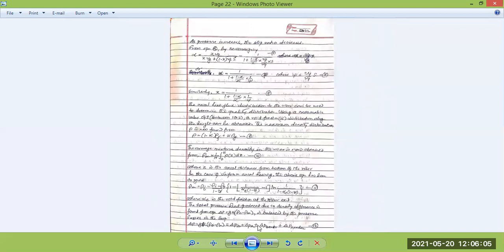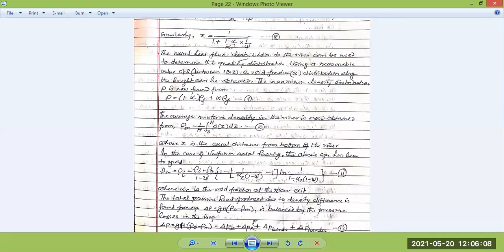Then the total pressure head produced due to density difference is found from the equation delta P g equals g into H into rho m, and is balanced by the pressure losses in the loop itself. Thus delta P g equals delta P downcomer plus delta P riser plus delta P bend plus delta P heater.